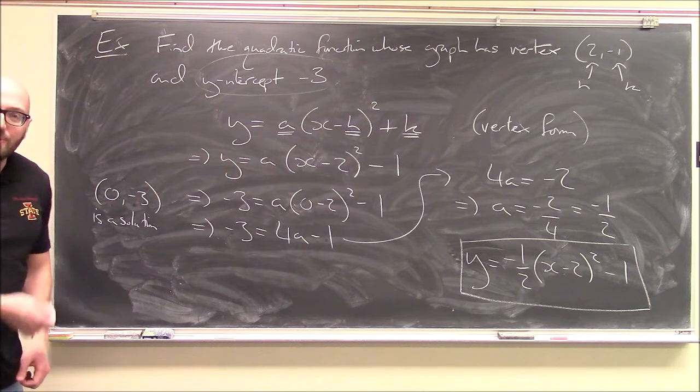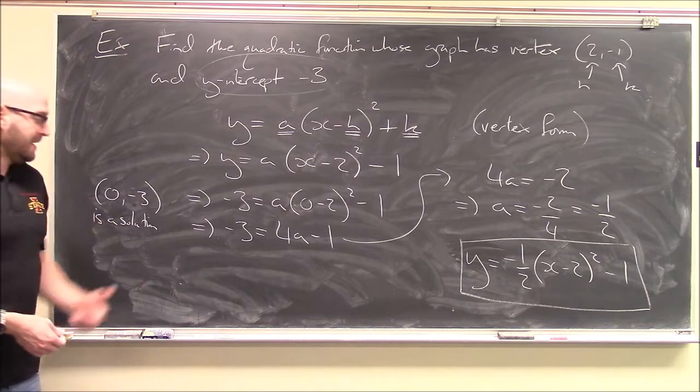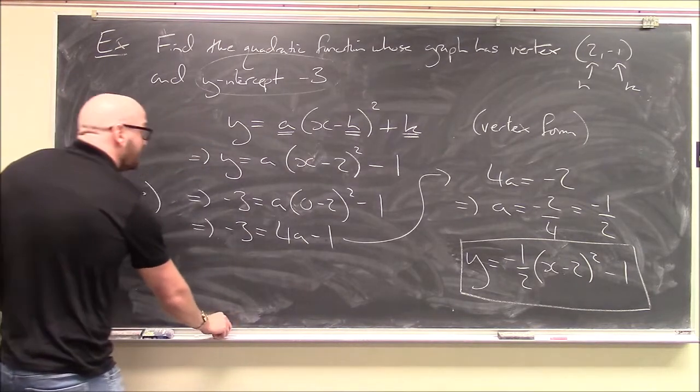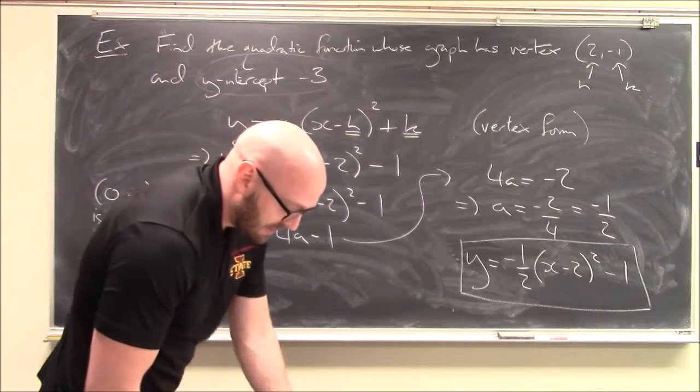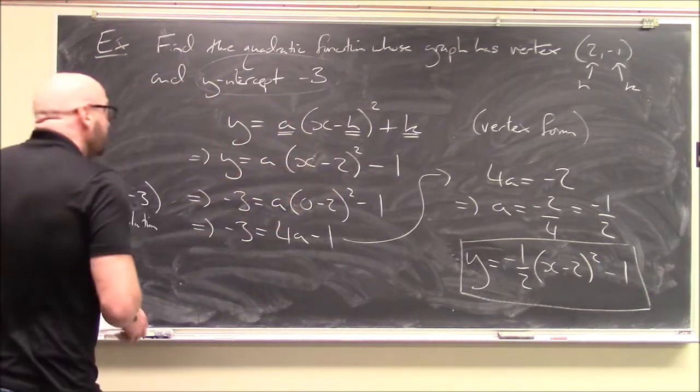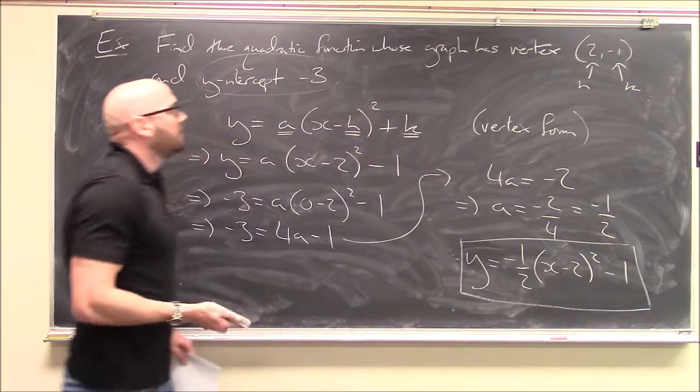So this is an example of going backwards, being given geometric information and finding the function. And you should be able to go both ways. If someone gives you a function, you should be able to identify what the graph looks like, all of the geometric information. But you should be able to handle both directions. Let's do something else with this. Let's solve an inequality.